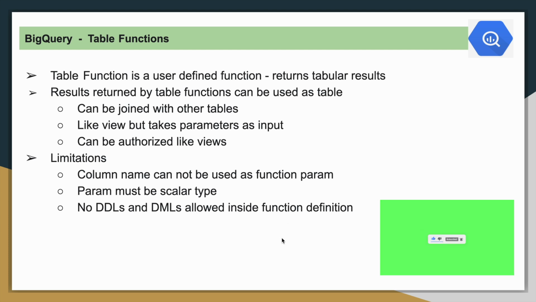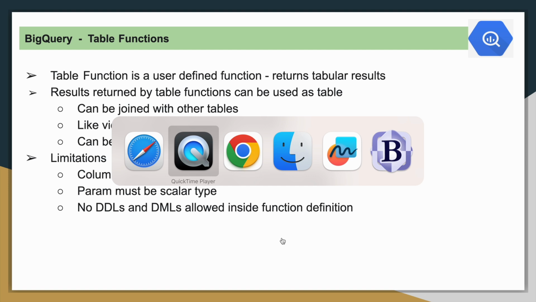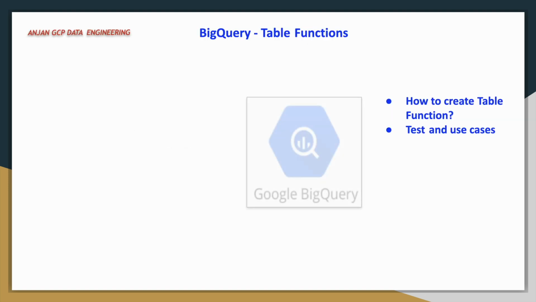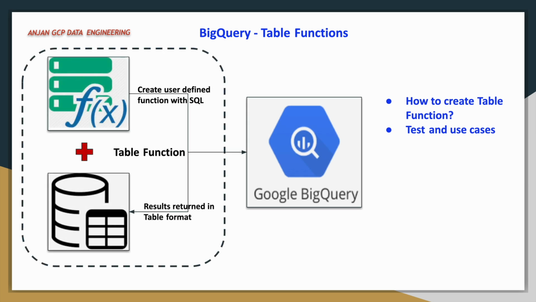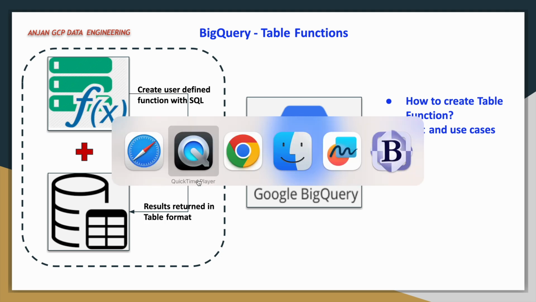Now quickly we can go to our demo. In the demo, we'll create this function and see whether we can join this function result with another table. It's basically a combination of function and table. The results will always be in tabular format, and we'll see some examples. So now let us go to our demo.